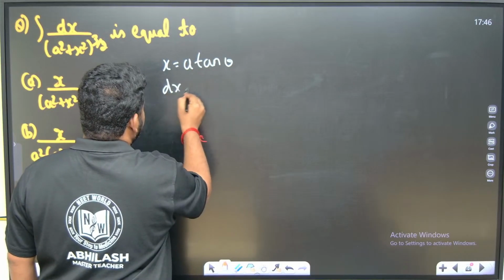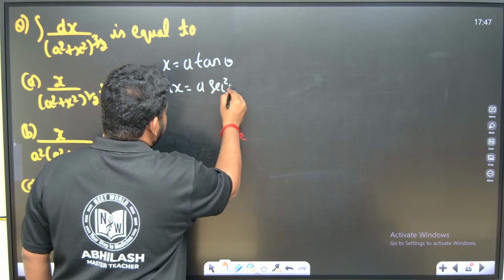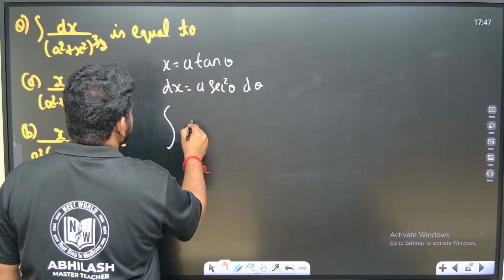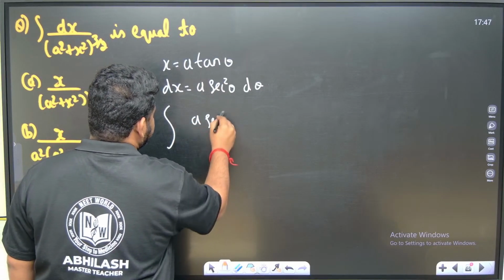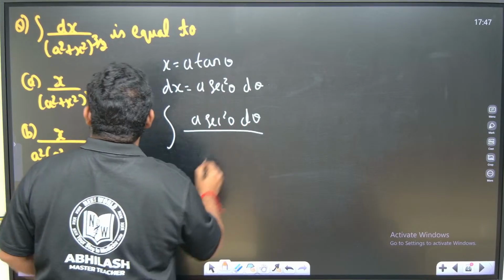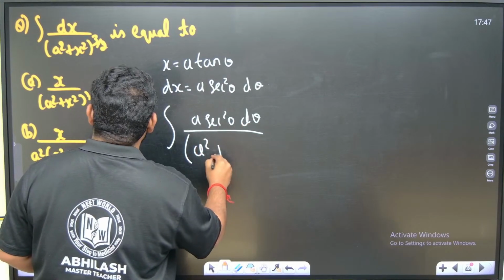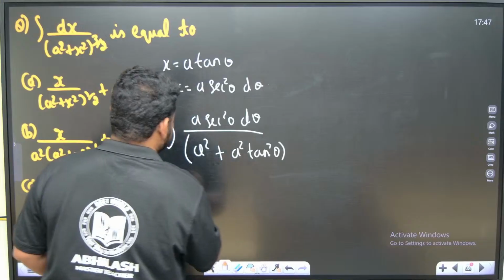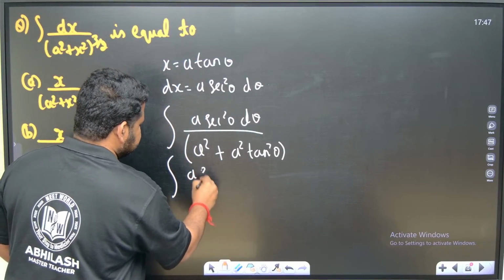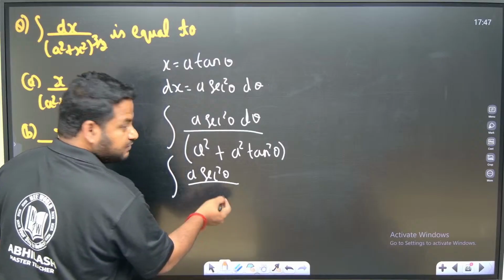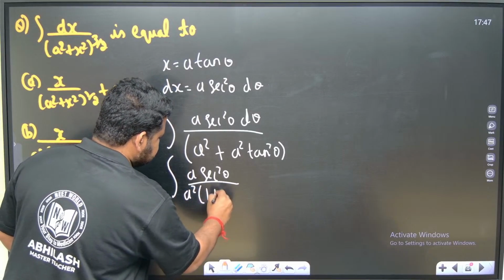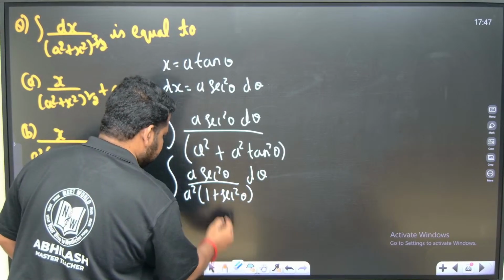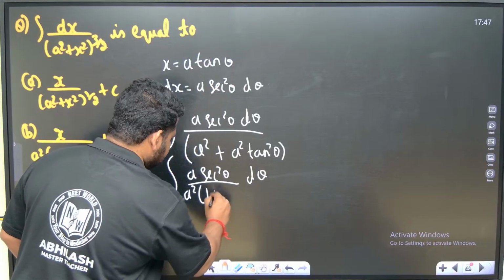So dx will become what? A secant square theta d theta. So if I put it here, dx will be a secant square theta d theta. And what about this one? This will be a square plus x square, which is nothing but a square plus a square tan square theta. Now if I take a square outside, this will be a square into 1 plus tan square theta.